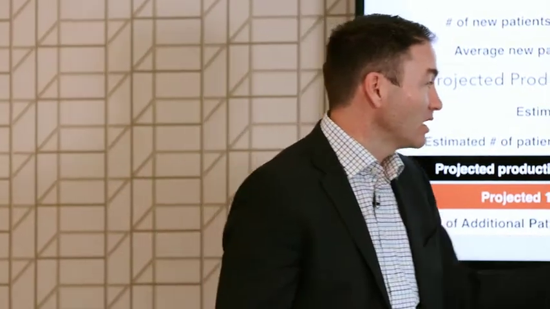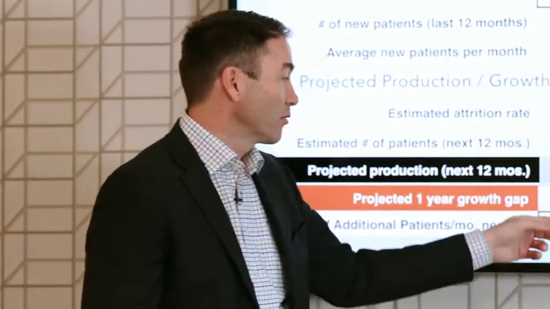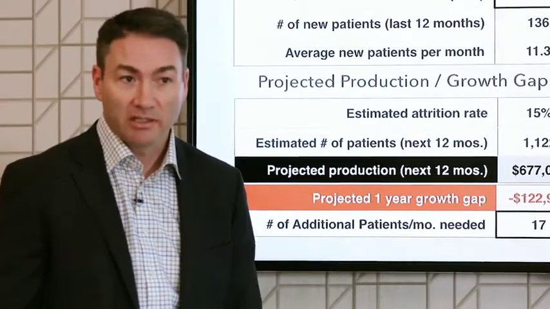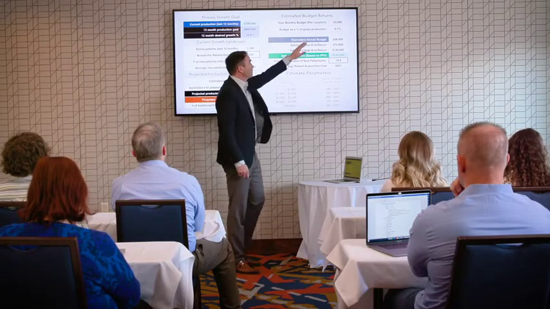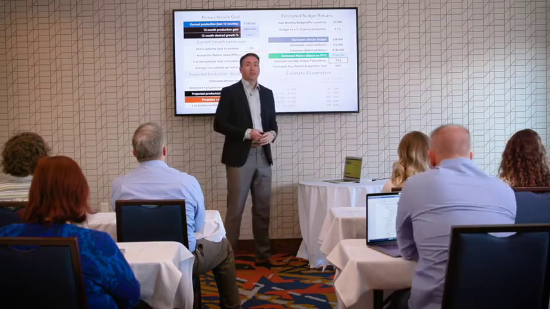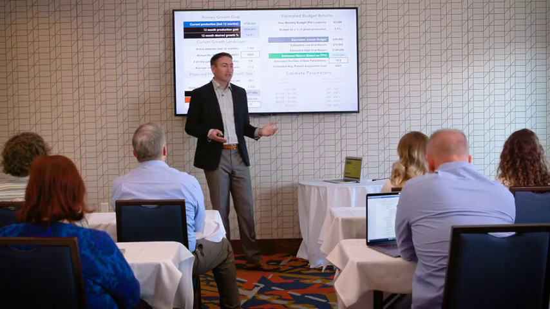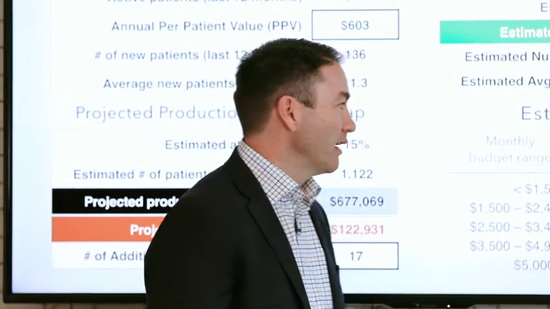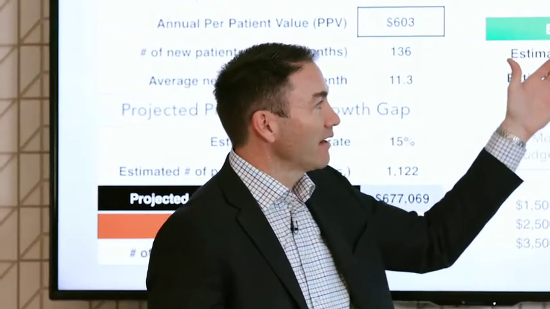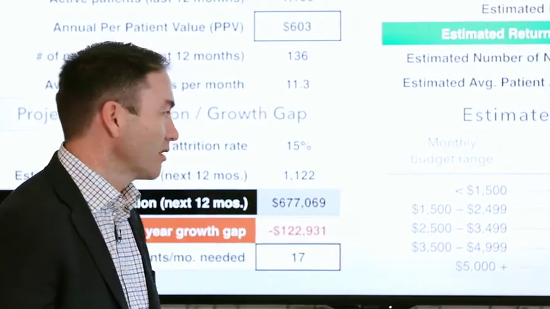Now, what kind of budget is going to be necessary in order to produce those 17 additional patients? That's the next step. So we put in here a budget of $3,000 per month. If we annualize that out, that's $36,000. So how do we know what that's going to return? What's the return on investment on a $36,000 investment?